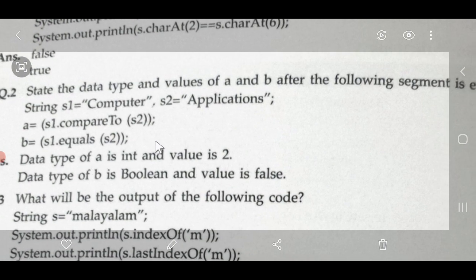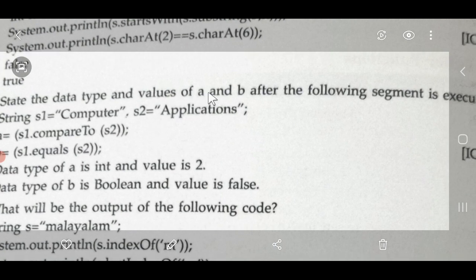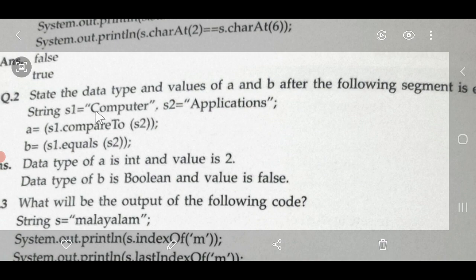After that they are asking the values also, the value of A and B. So compareTo, C and A. So the first character is different, so C is bigger than A. So what is the ASCII value of C? 67. All right, and the ASCII value of capital A is 65. So 67 minus 65 is 2. So it will have the value 2. And s1 and s2 with equals are not equal, so they are not the same, so it will be false. So the value of B will be false.